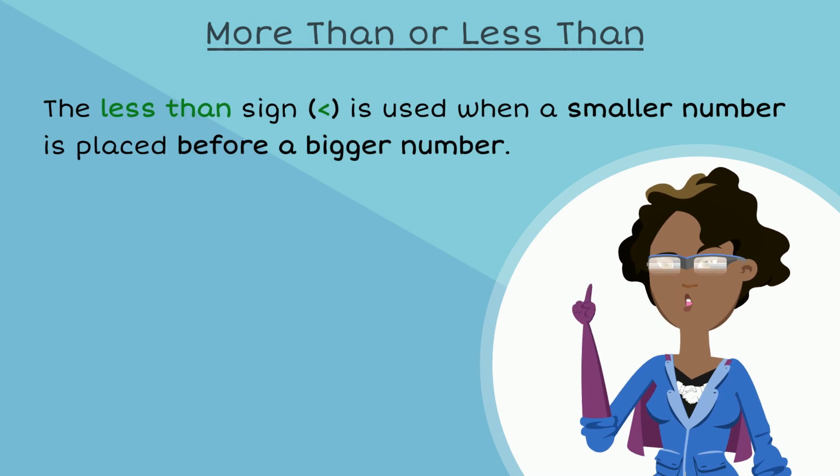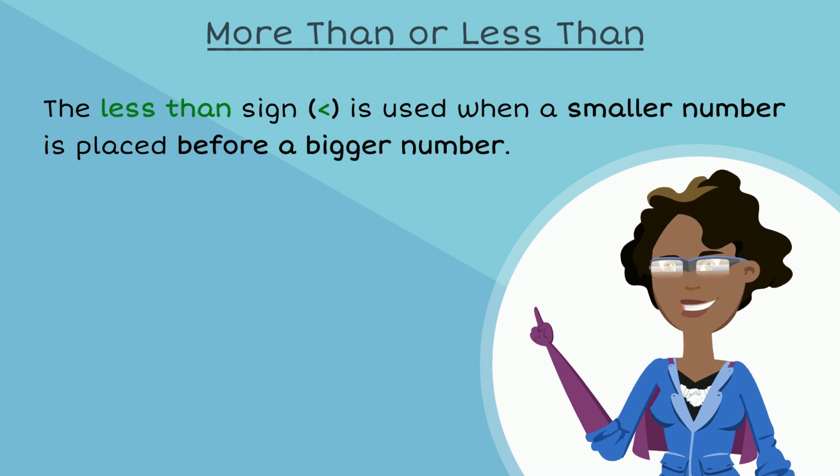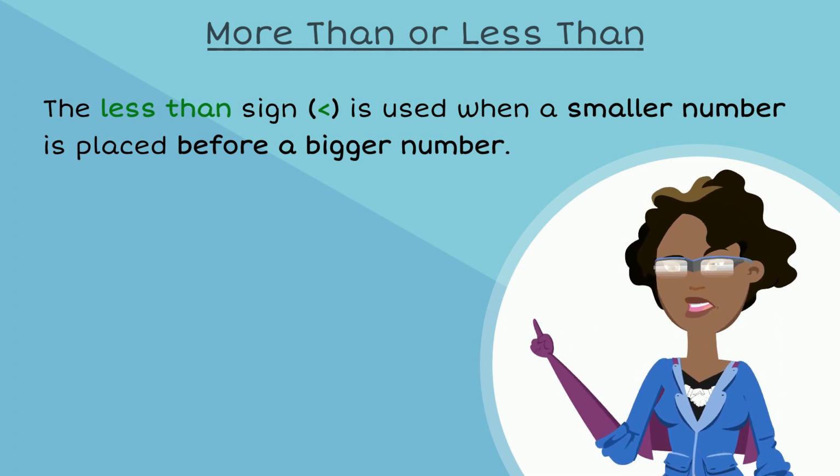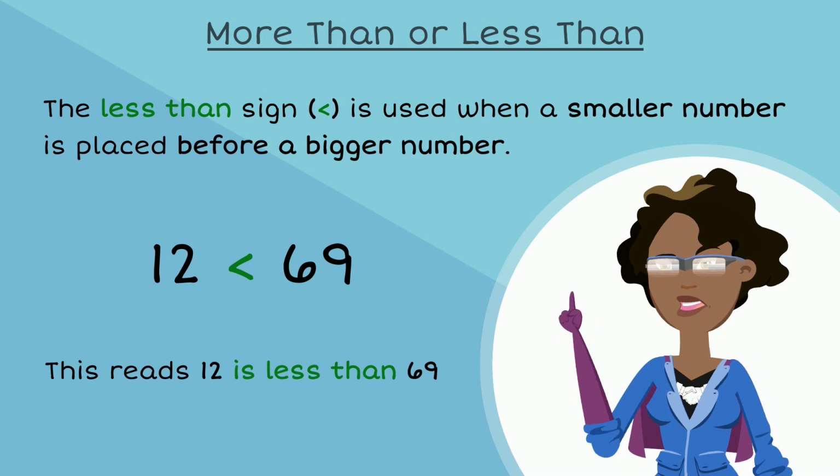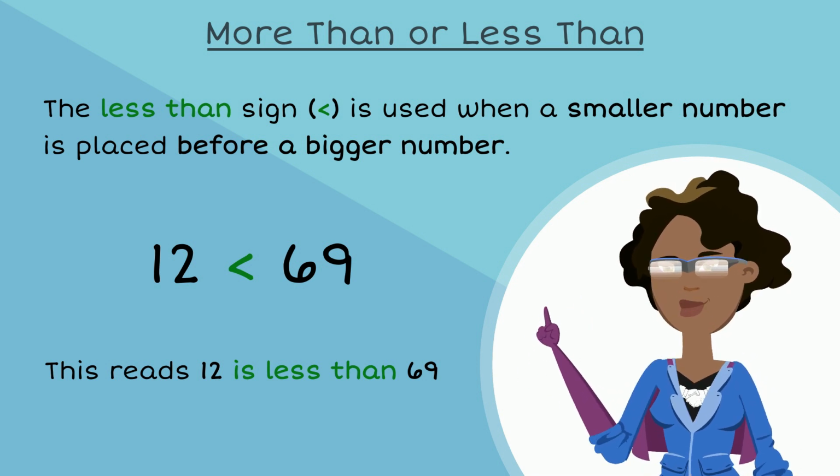The less than sign is used when a smaller number is placed before a bigger number. Let's look at an example. This reads, 12 is less than 69.